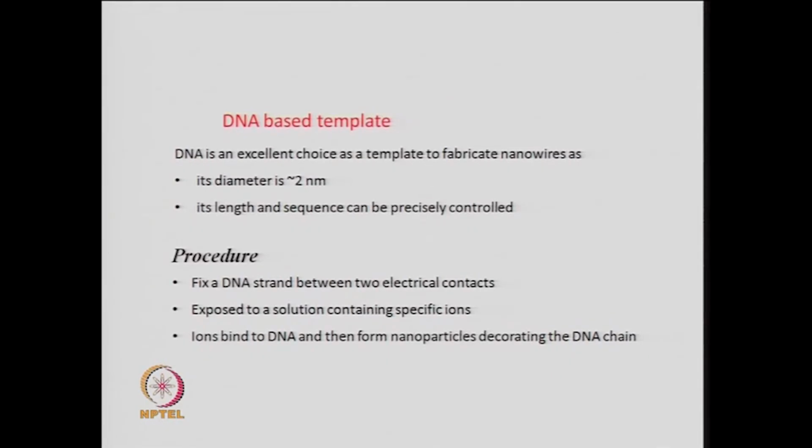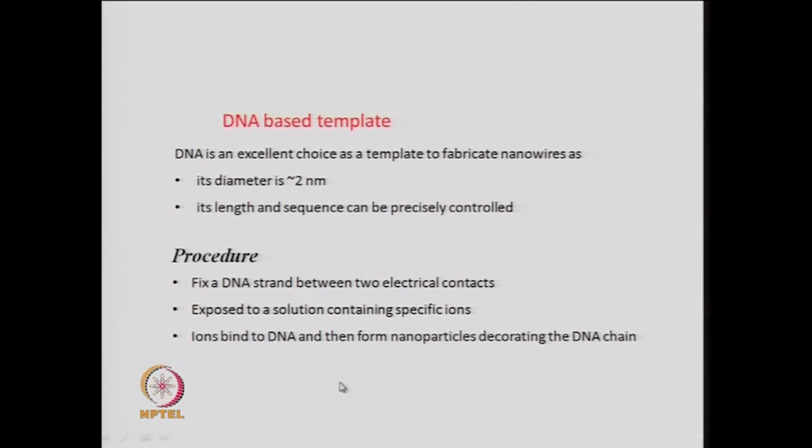So, the procedure is, you normally take a DNA strand which, as we mentioned, is around 2 nanometers thick, and you connect this between two electrical contacts, and then you expose this thread of DNA to a solution which contains the ions of the material you want to deposit. So, if you want a material of say calcium phosphate to be deposited, you need calcium ions and phosphate ions in the solution. These ions will bind to DNA and then form nanoparticles on the DNA chain.